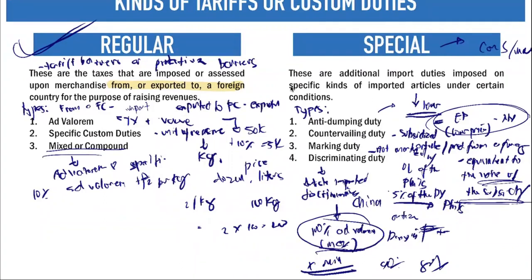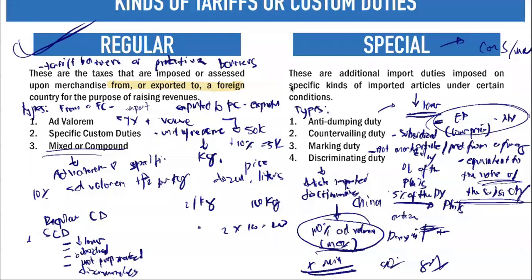The maximum is 100%. So generally, we have your regular custom duty plus your special custom duty if ever any of the four is present. If ever we have a lower price than the normal value. Next, if ever we are subsidized by a foreign government, or if ever it is not properly marked, we have a special duty. And then lastly, if ever it discriminates against our product, we have a discriminating duty.